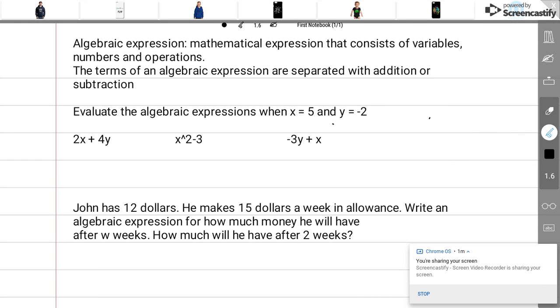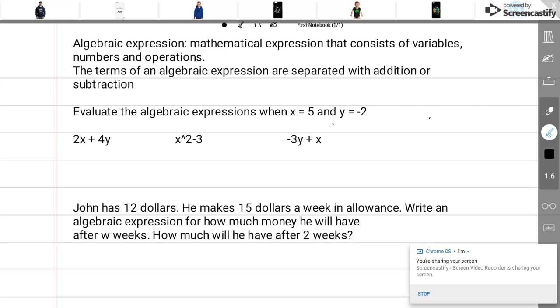Let's look at this first question. We have been asked to evaluate these algebraic expressions. Evaluate means we are going to find a definite answer for this problem. They gave us a few values: x equals 5 and y equals negative 2. Every time I see an x, I'm going to put in a 5, and every time I see a y, I'm going to replace it with a negative 2.